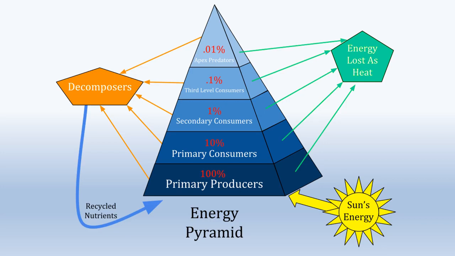And a very important point is that from each of these trophic levels, decomposers are directly taking away their own share and decomposing them to recycle back the nutrients into the primary producer's energy pool, which is in the form of nutrients.